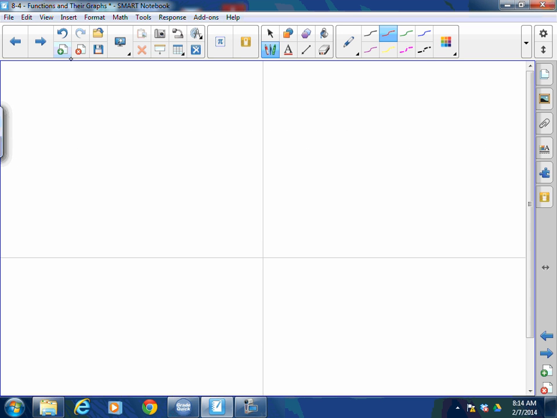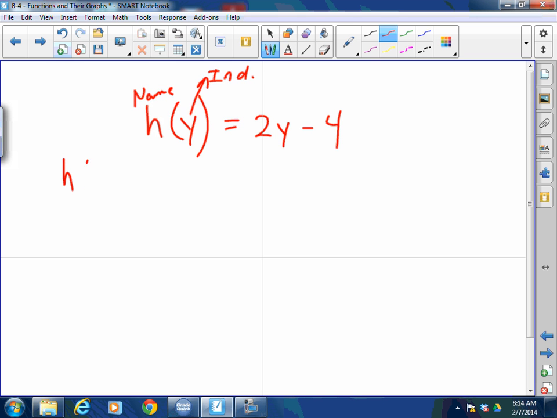Just really quickly, a brief review. Let's say I have h of y equals 2y minus 4. Okay? This just represents, hey, reader, this is function h. This is the name of the function with independent variable y. So if I tell you find h of negative 2, what am I replacing the independent variable with? So I literally plug that in. So that's going to be negative 8.